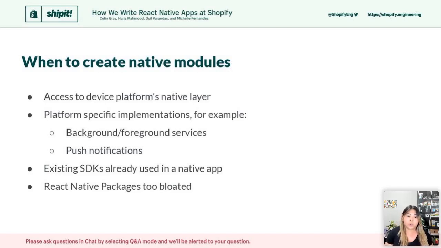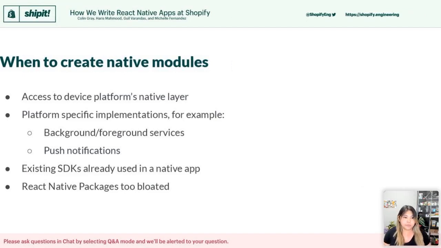Another case is when you already have a native app and you are experimenting with making it into a React Native app. You have existing SDKs in it, and you can still create a native bridging module to use those existing SDKs. The last point I wanted to talk about here is if there are packages that provide what you want, but you find they are too bloated, and you just need a small snippet of that code to do something in your app. You might not need to include that whole package. You can then create your own implementation that has the iOS and Android equivalent.